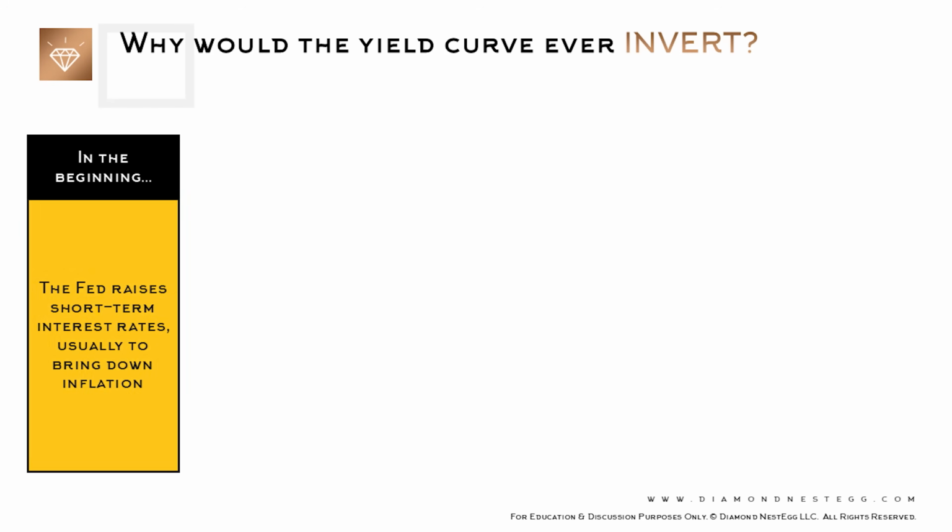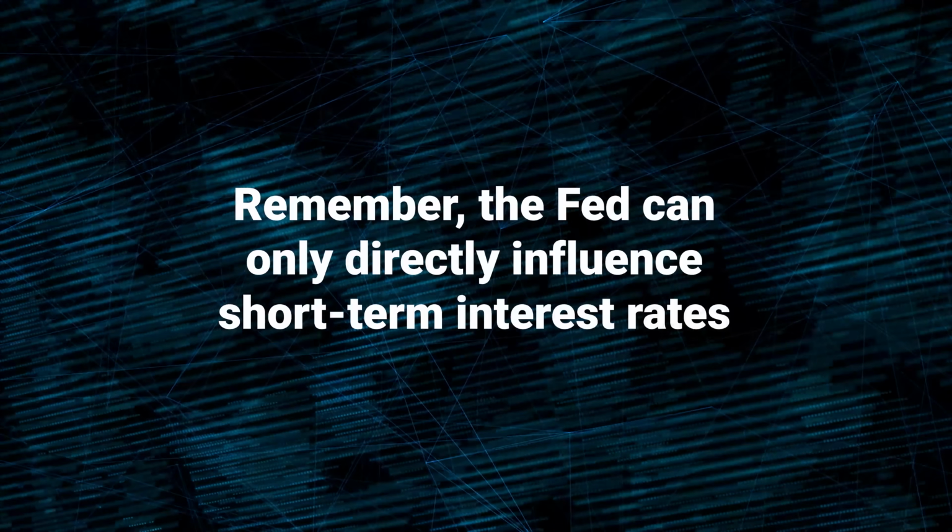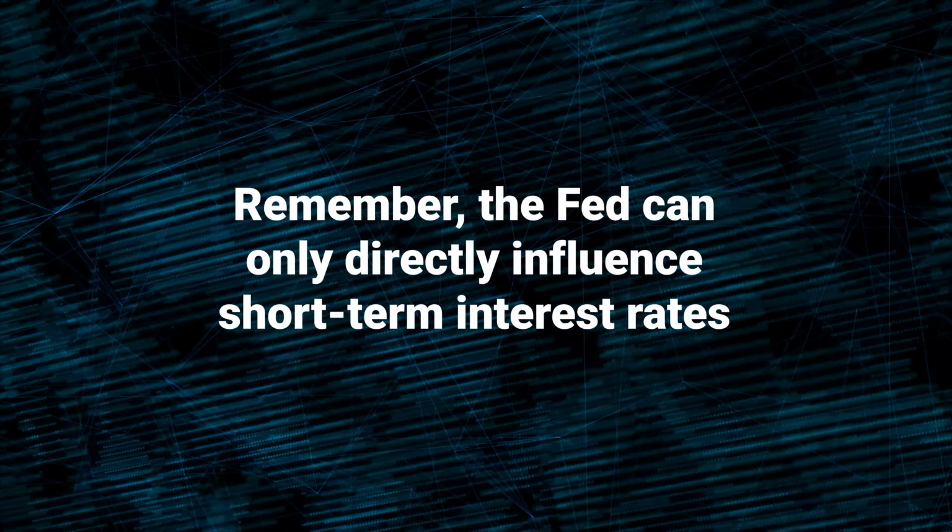In the beginning, the Fed raises short-term interest rates, usually to bring down inflation. Remember, the Fed can only directly influence short-term interest rates. They cannot directly influence long-term interest rates. And under normal circumstances, the market assumes that if short-term interest rates go up, long-term interest rates should also rise, even if this may not always be a one-to-one relationship.